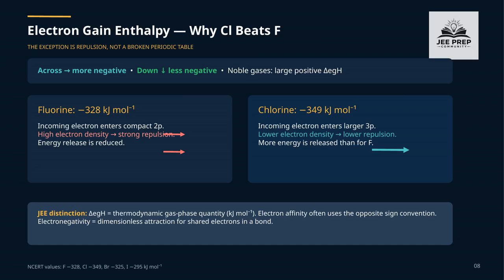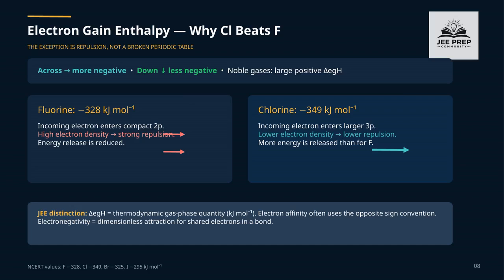This gives us reducing and oxidizing tendency. A reducing agent donates electrons, so metals on the lower left are commonly strong reducing agents. An oxidizing agent accepts electrons, so non-metals towards the upper right are commonly strong oxidizing agents. In group 1, reducing tendency increases down the group because ionization enthalpy falls. In group 17, oxidizing tendency generally decreases down the group because the ability to attract an incoming electron becomes weaker with increasing size.